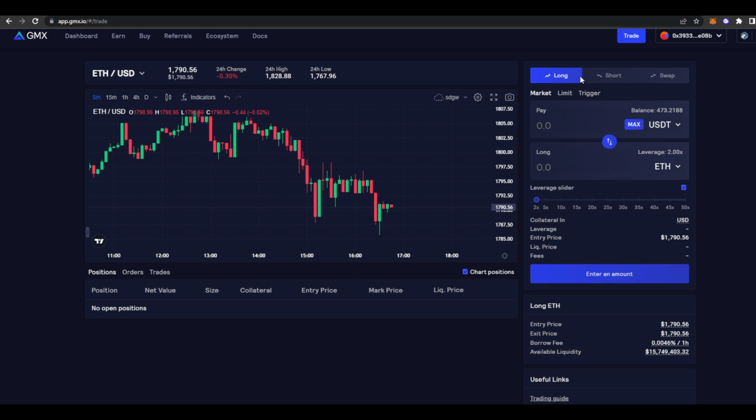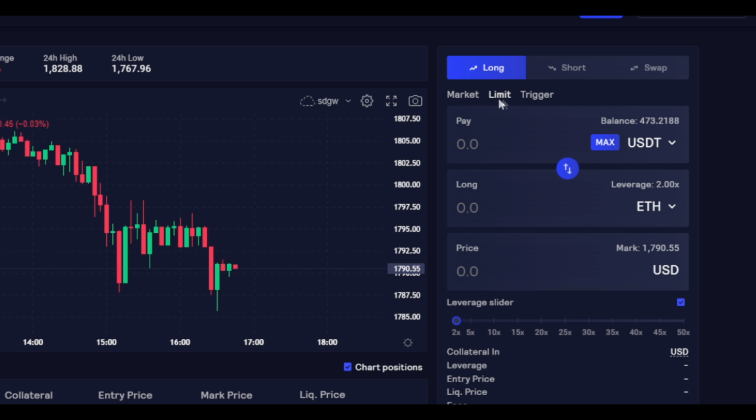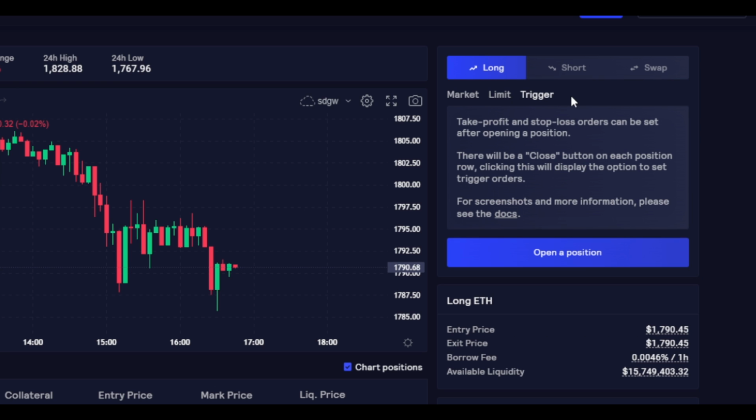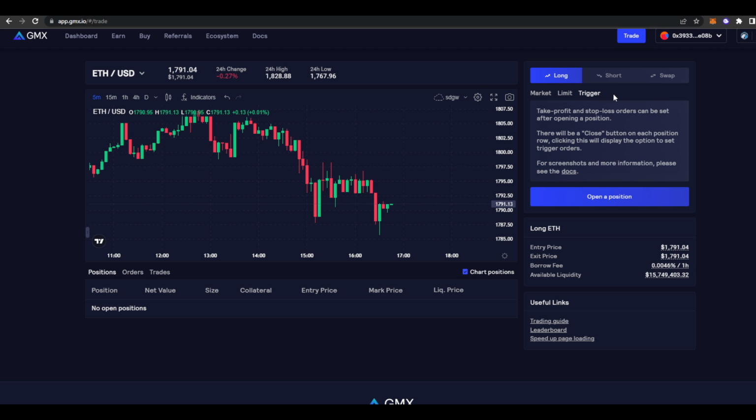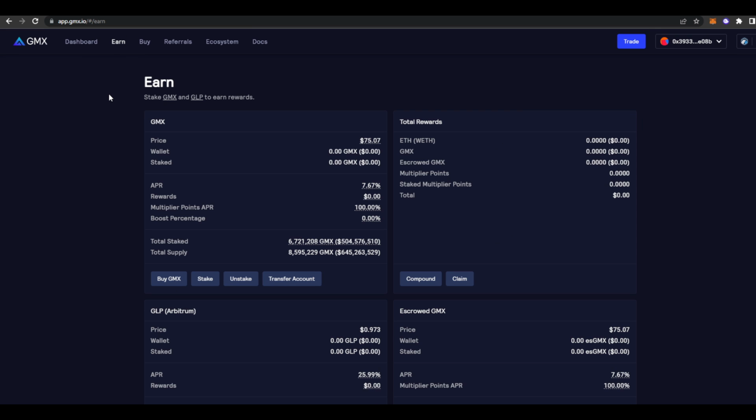A couple of cool features that GMX has that a lot of other Perpetual Futures DEXs don't have at this stage, which is quite surprising to me, is stuff like market orders, limit orders, and trigger orders. So these are take profits and stop loss orders, which I think are pretty cool. I think they might be a bit difficult to implement on chain, which is why a lot of Perpetual Futures DEXs don't actually have them. If we just click onto the Earn tab here, we can explore GMX just a little bit further.